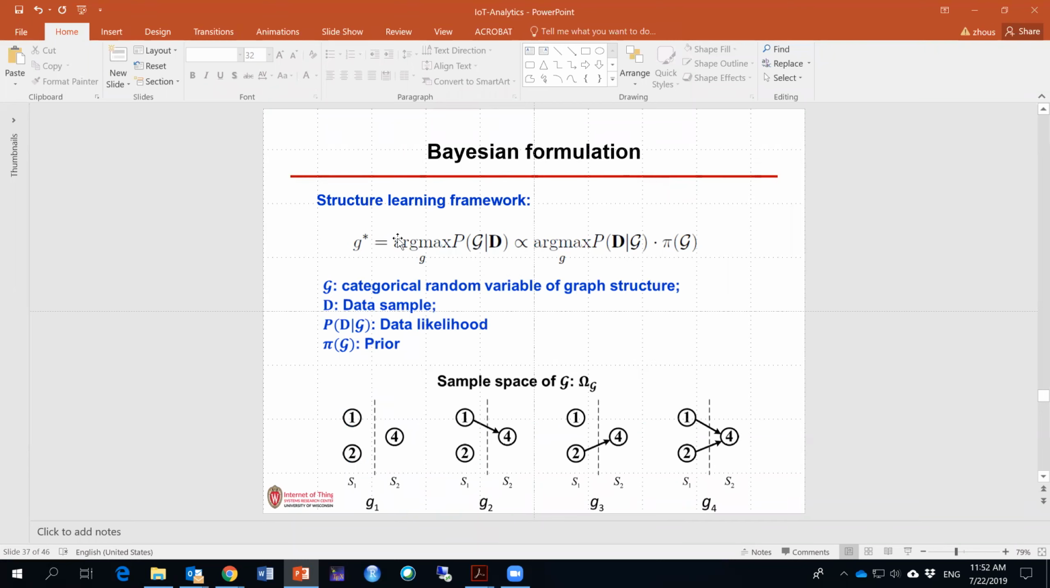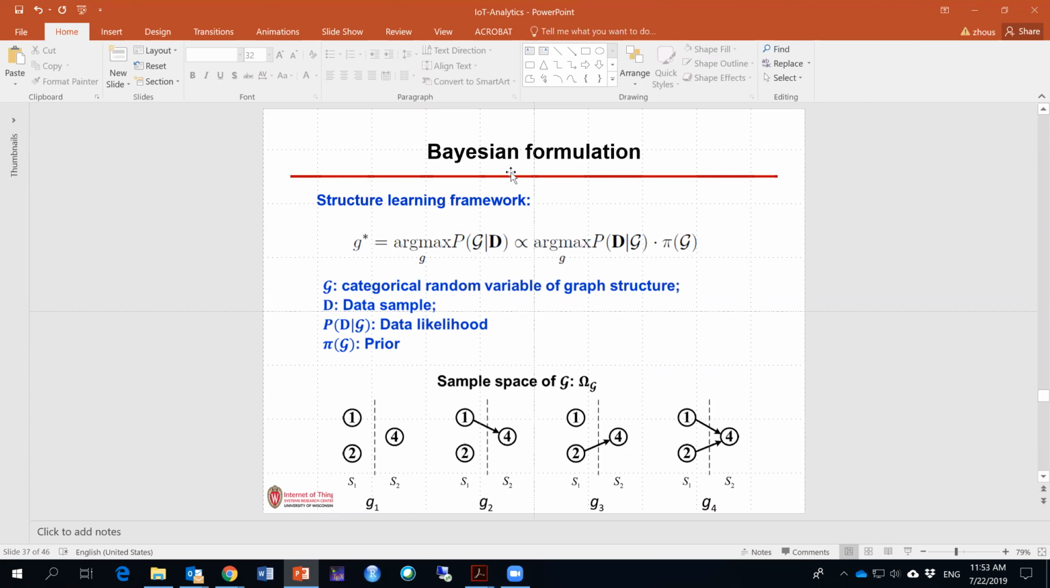The problem formulation is like that. The key idea is that we treat the graph structure as a categorical random variable. Like in this case, we have 3 nodes, and we could have 3 different realizations of the graph structure. So we can view the graph structure G as a random variable. It could possibly take those 3 different values. It's a discrete random variable, or categorical random variable.